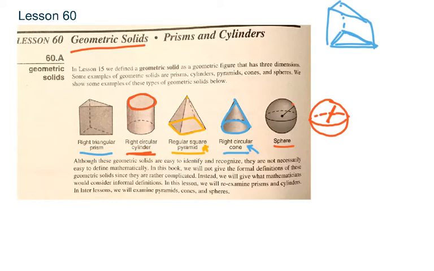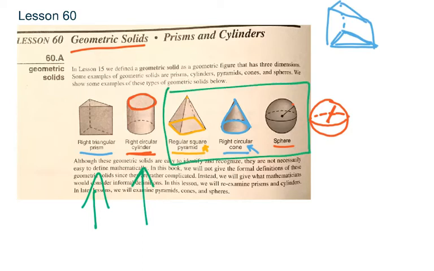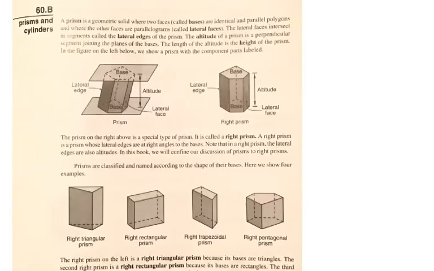So they're saying for this lesson, they're going to focus on the prism and the cylinder, and later we're going to do these other three. But for this lesson, we're not going to do these three. So we're going to focus on the prisms and the cylinders. So here we go, talking about prisms and cylinders.